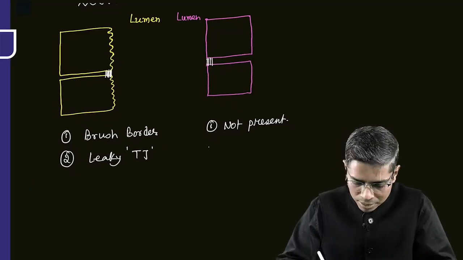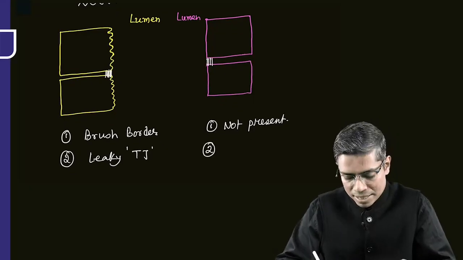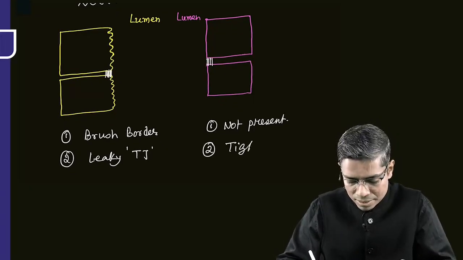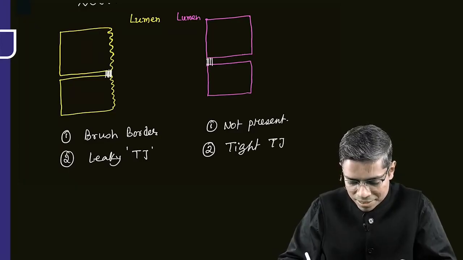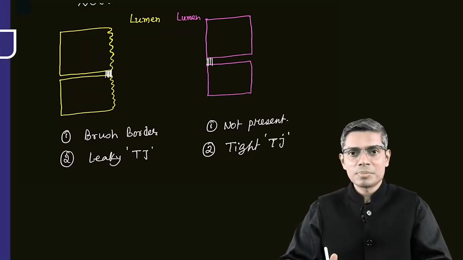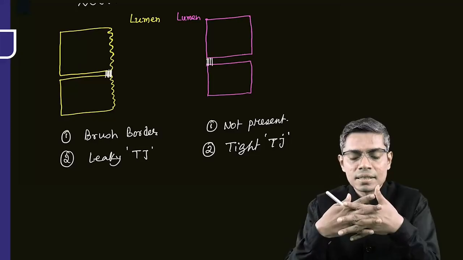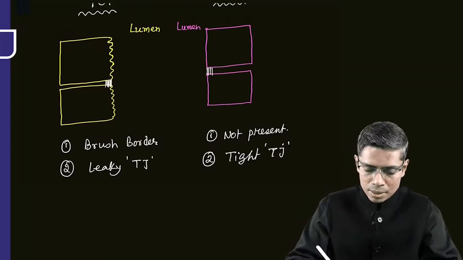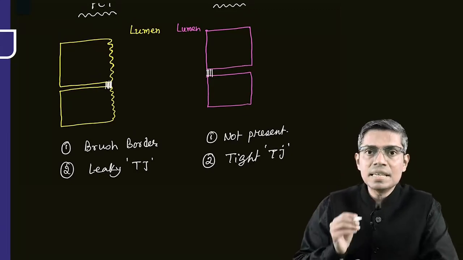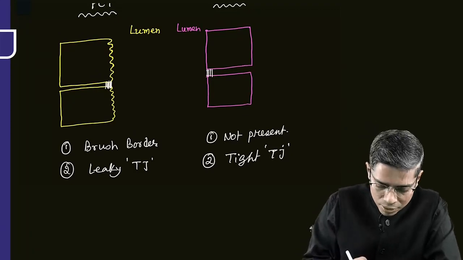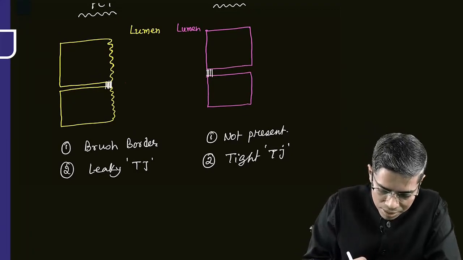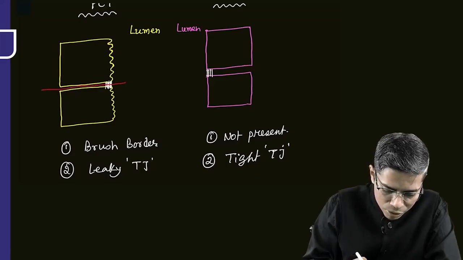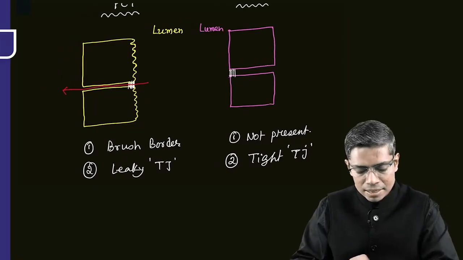But if you look at the tight junction at the level of collecting duct, then this is tight junction. Tight junction means the tight junction is so tight that no molecule will be able to pass through it. But if you look at the proximal tubular cell, this is leaky. Leaky means through this tight junction, certain small molecules can pass through, and these molecules will easily pass through in between two cells and enter the blood.